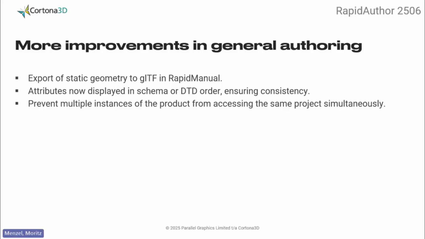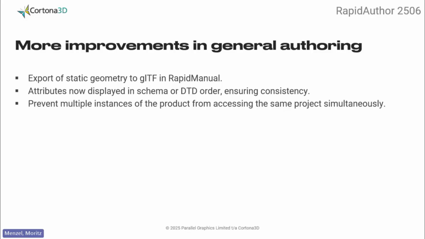And other improvements for general authoring include export of static geometry to GLTF in Rapid Manual, in addition to VRML and X3D. This is for now mainly used for direct import into different viewers and augmented reality applications.